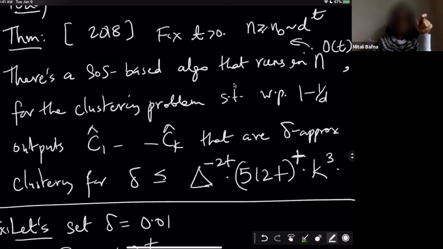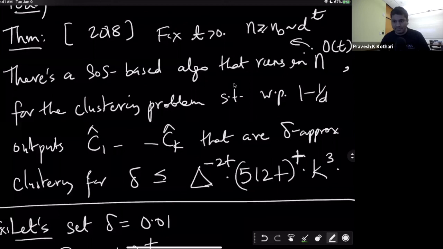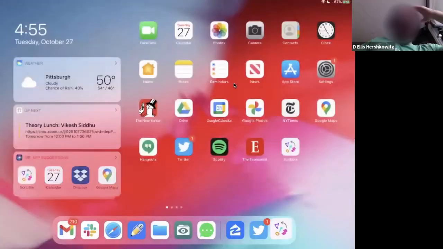So that running time is for finding the means, or how is the problem defined? I will not be able to cluster if you give me too small a sample. So the algorithm only succeeds when you give me a large enough sample. Any more questions?